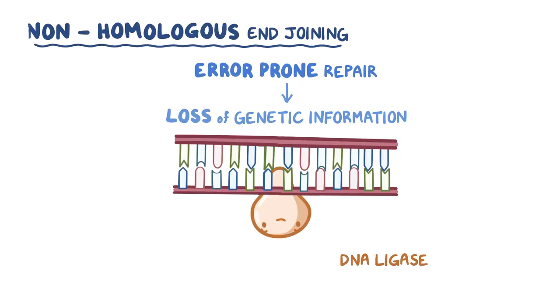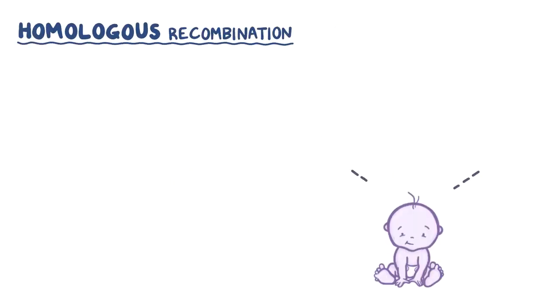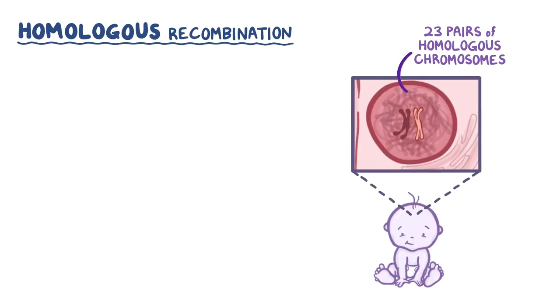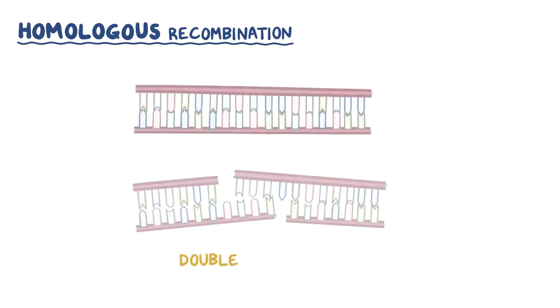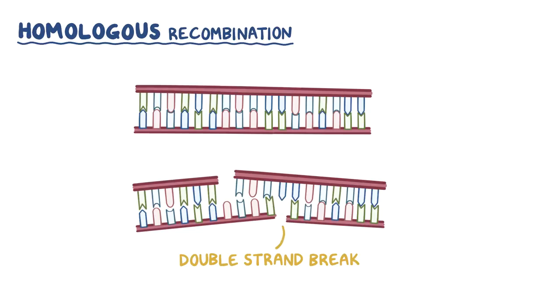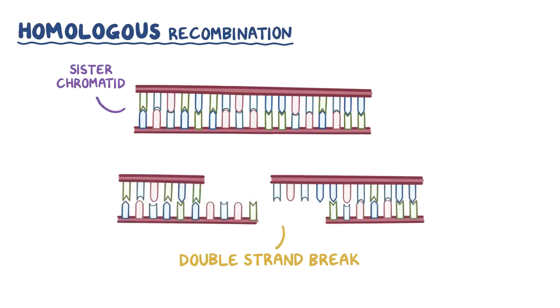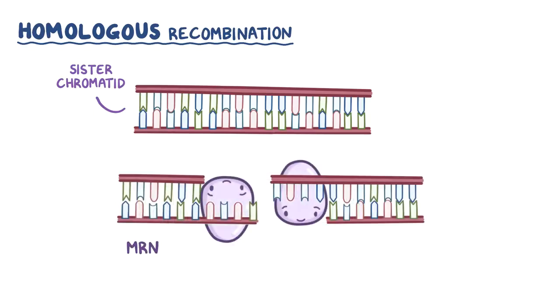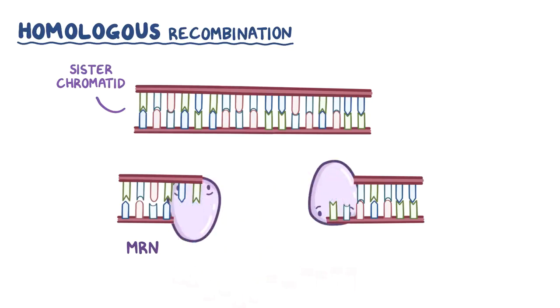homology-directed repair, which relies on homologous recombination. Our 46 chromosomes come in 23 pairs of 2 homologous chromosomes, which code for the same traits, and therefore have similar nucleotide sequences. As a result, a double-strand break on one of the chromosomes can be repaired by using the sister chromatid. First, a protein complex called MRN binds to each end of the broken DNA and recruits exonucleases that remove nucleotides from one strand of the DNA.